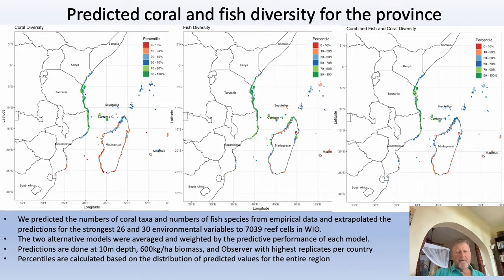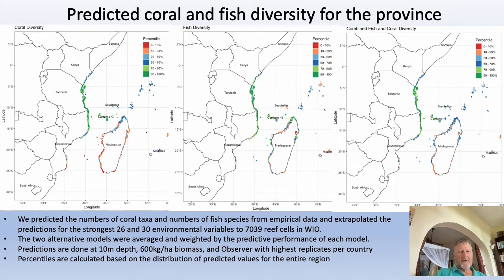You can see here then from the models we're able to make predictions in all cells in the Western Indian Ocean. We have to keep certain things constant, for instance depth and biomass, and we pick observers with the highest replicates per country, and that allows us then to make predictions for, in this case, fish species for those 7,039 cells. We combine, as I said before, the two models to create these final maps.